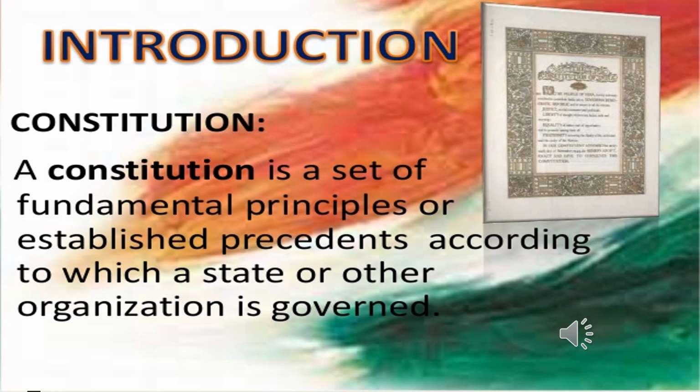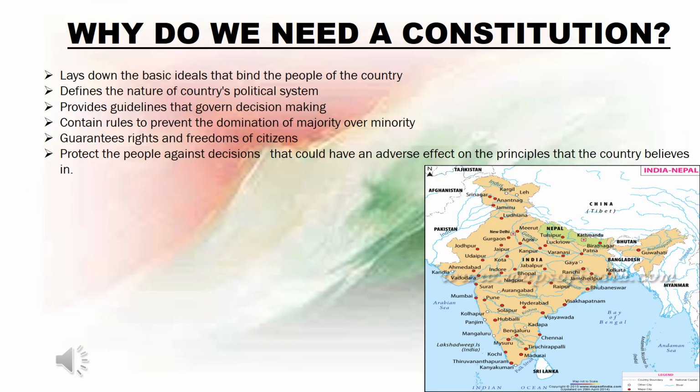Students, now the question arises, where do we find the rules that govern the country? The answer is Constitution. What is a constitution? A written document in which we find a set of rules. That is called a constitution. Why do we need a constitution? It is because it serves several purposes. Let us look at them one by one.